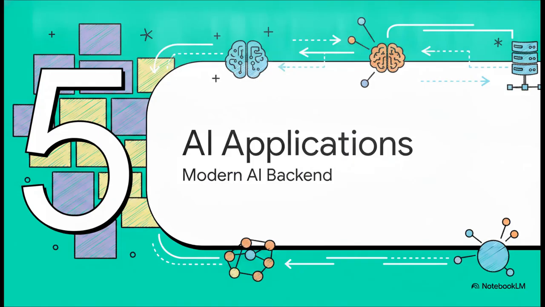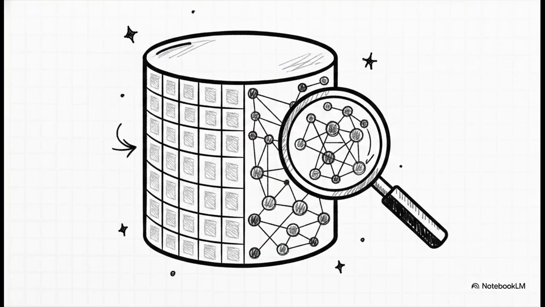Now we get to apply these modular pieces to basically the hottest topic in tech right now. Part 5, powering modern AI applications. What makes Supabase such a powerhouse for modern AI development is that you absolutely do not need a separate, super expensive vector database. Thanks to the pgvector extension, you get native vector search right inside Postgres.